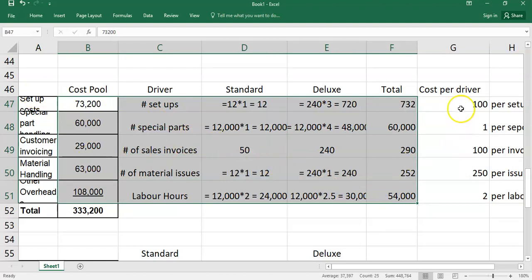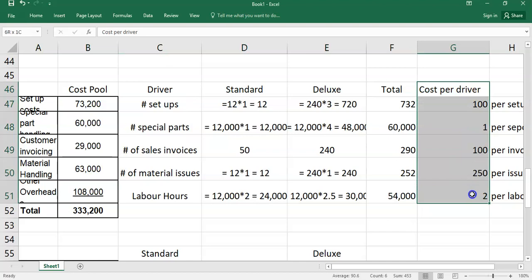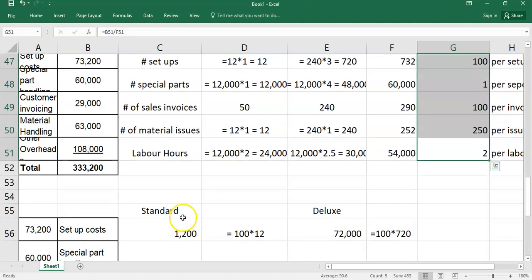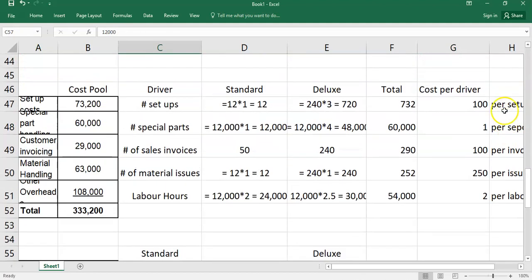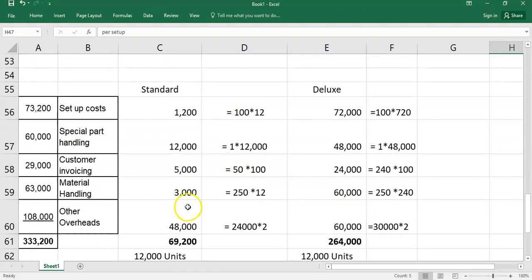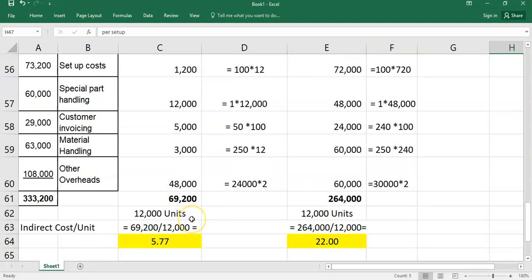Once you have that, then you get the cost per driver, which is useful in its own right for activity-based management. And you then use those individual costings to allocate to standard based on how much of each activity it uses, and to deluxe. And then we work back from the totals to the units at the very end.